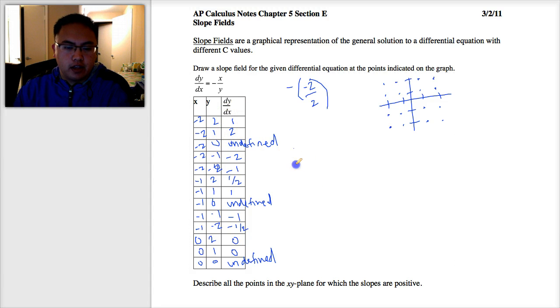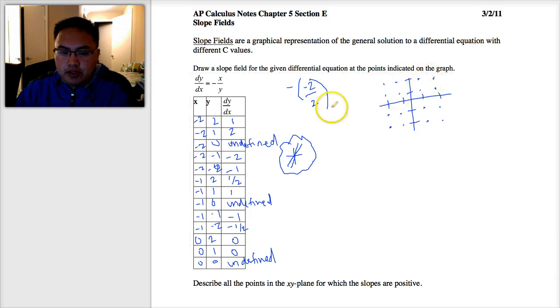And remember, just a little side note. Something with a slope of 1 is just like a straight diagonal line, right? Something with a slope of 2 is like a little bit steeper, right? And something with a slope of like negative 1 is like in the other direction. Okay. Essentially, what I'm going to do is draw the slope on each of these points, depending on what I got in my table.